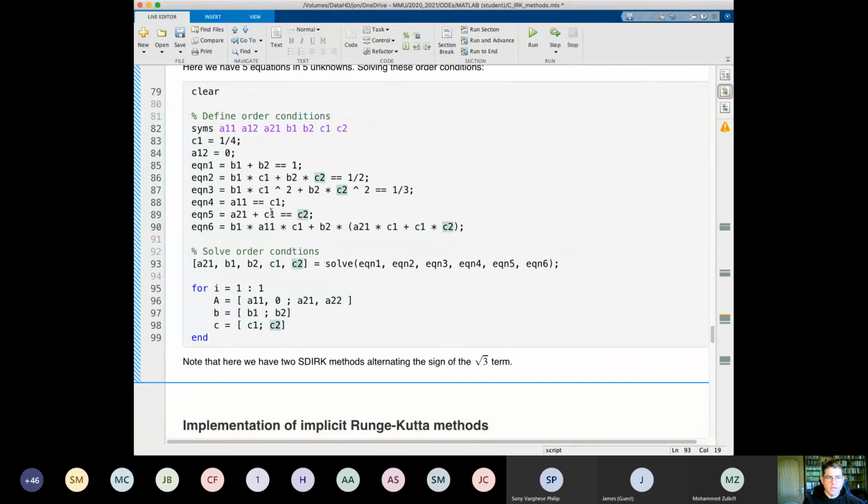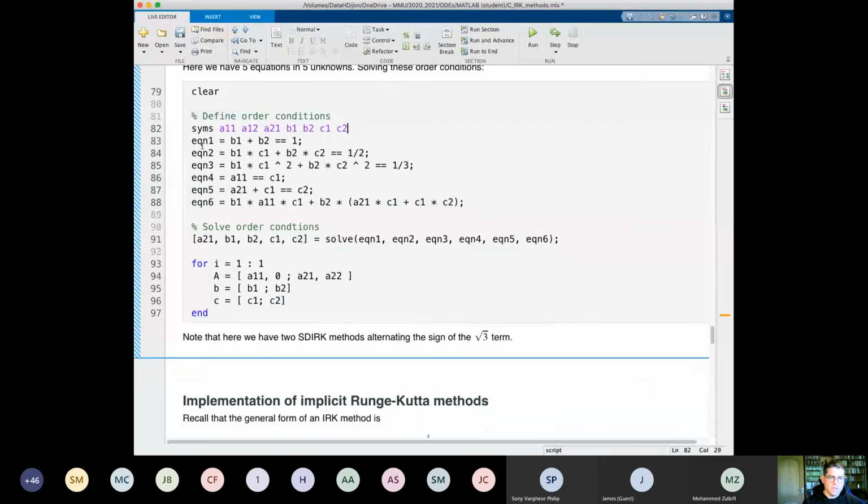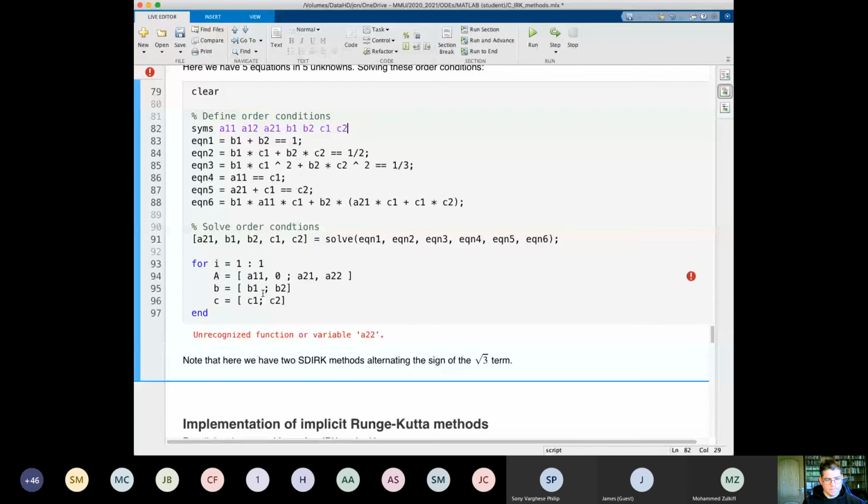C1, I don't actually know what that is. So here I don't need to specify what C1 is, because it's going to solve for it. So if I click run, okay, it didn't know what A22 was. That's because it should be equal to C1. Just carry that over. So A11 and A22 are both equal to C1.